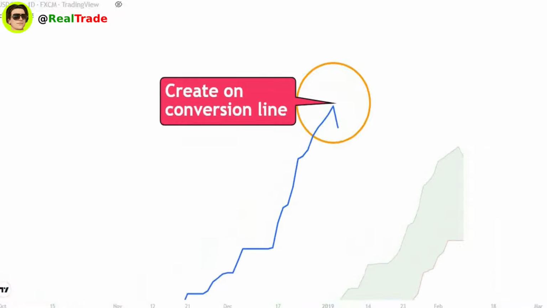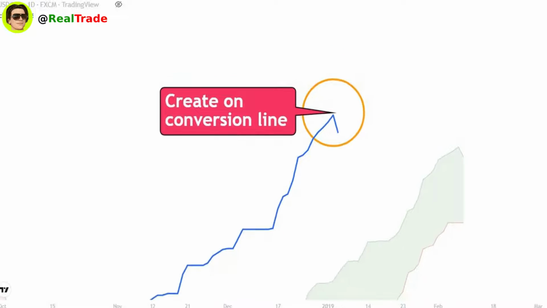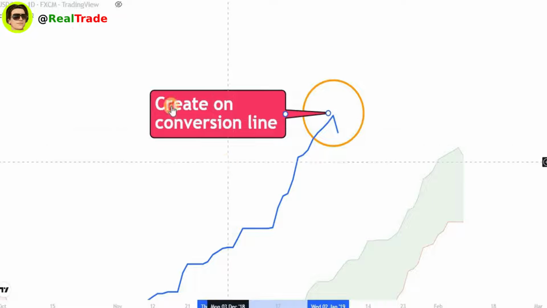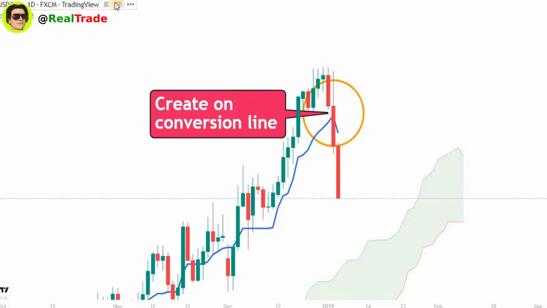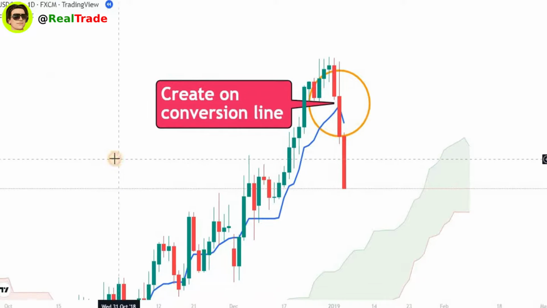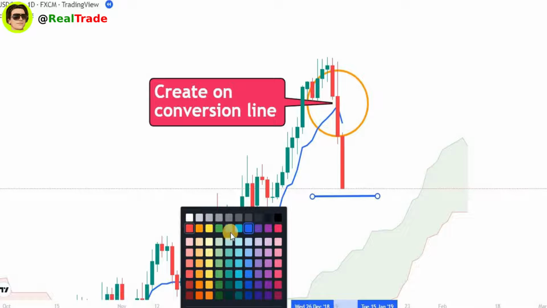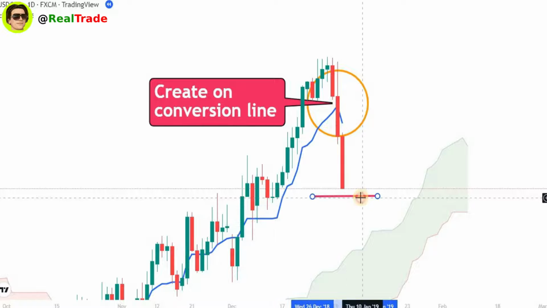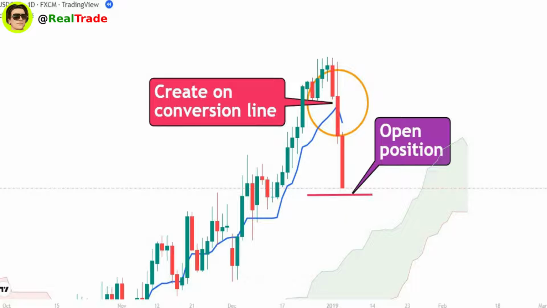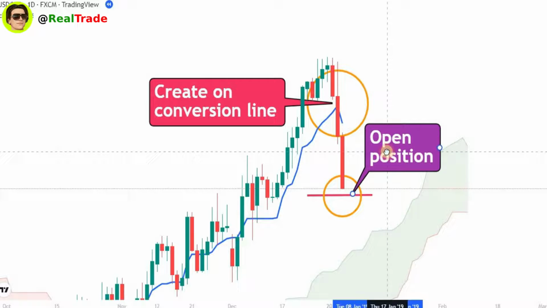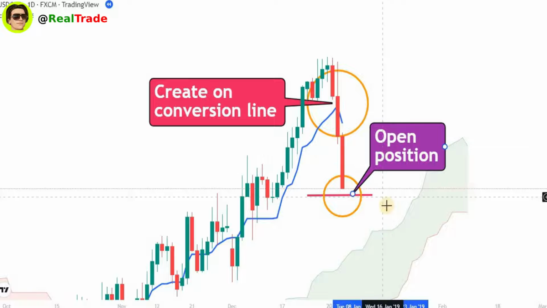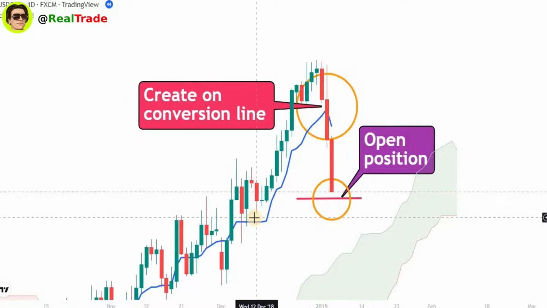Look at the screen. Zoom on the chart. This pattern. This area is open position. I think this is the best open position, the best price. And this area activates the strategy. Yes, this area is open position.